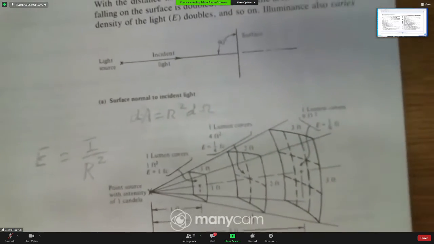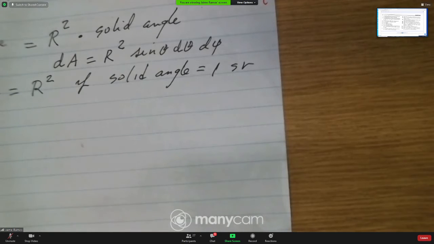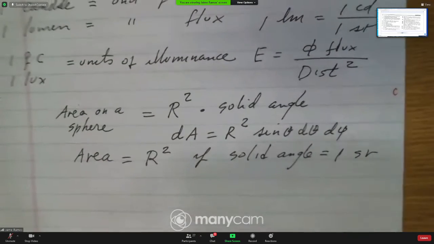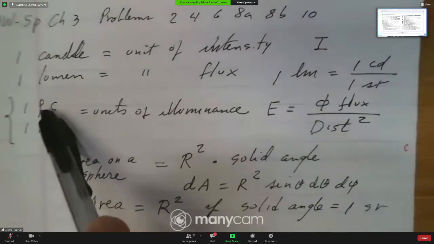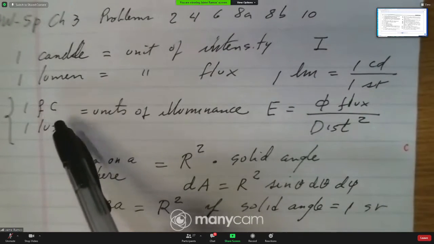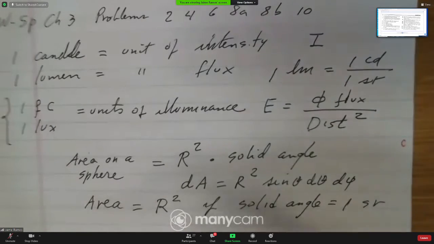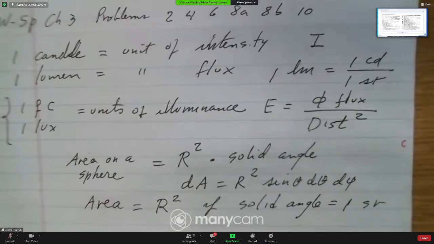Okay, so the question here was number 9. Why is the unit lumen the same for the English and the SI measurement? So it says here, why do we use the same unit for flux, the lumen? Yes, that's the question.